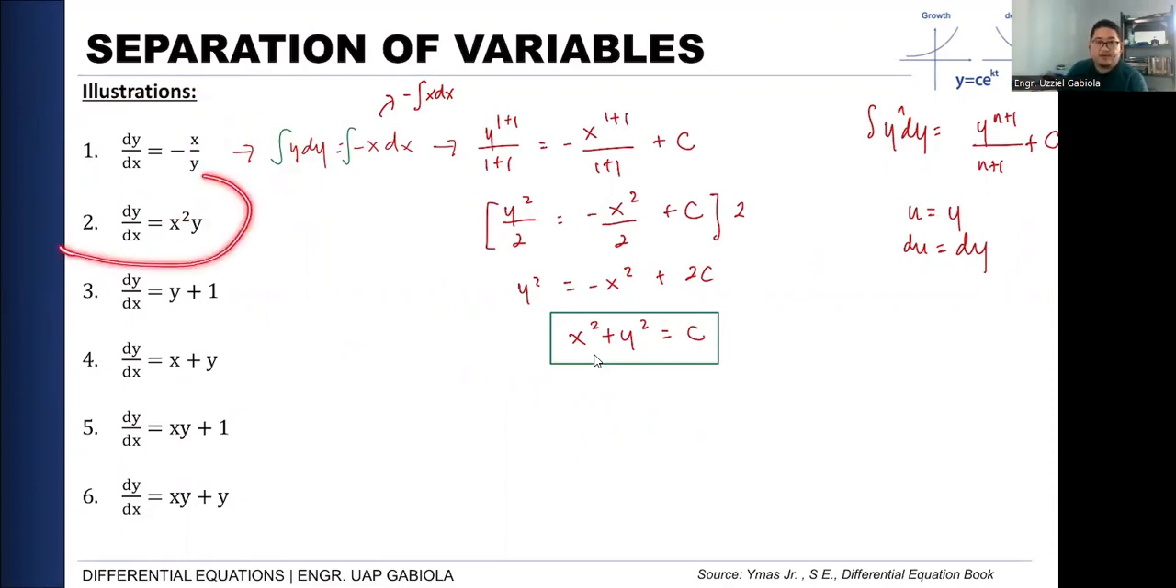Next one. So we have dy dx is equals to x squared y. So pwede ba natin i-separate yung x sa y dito sa problem na to?